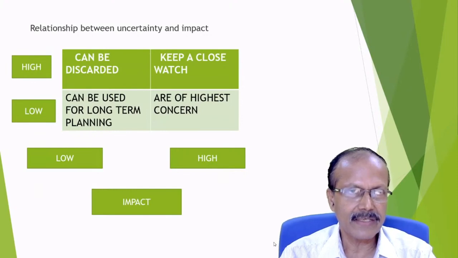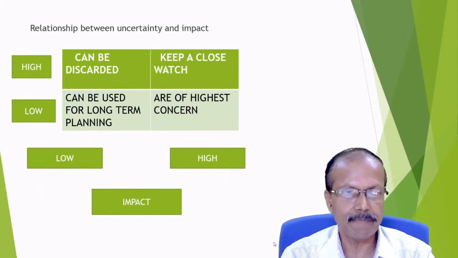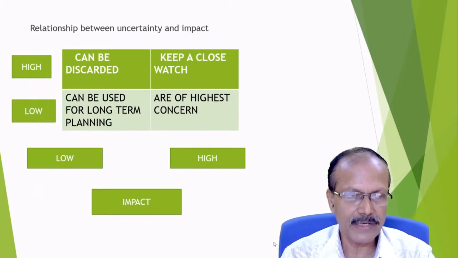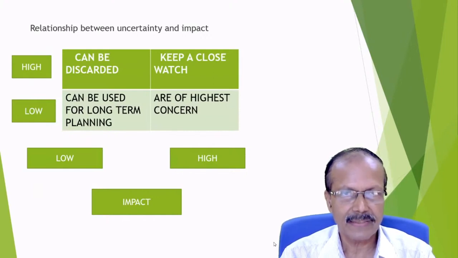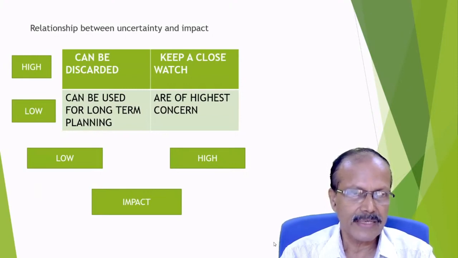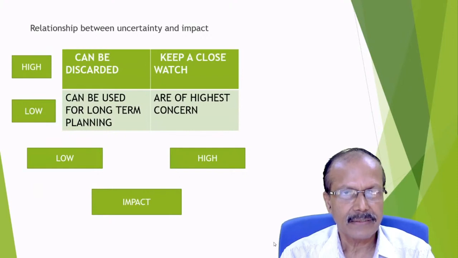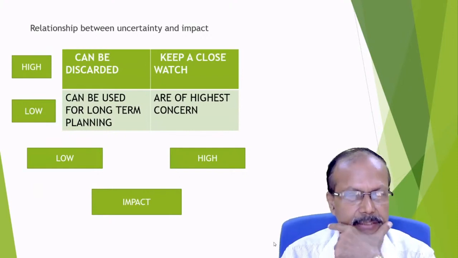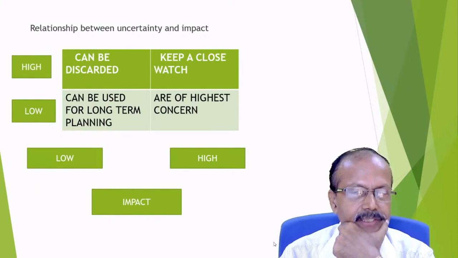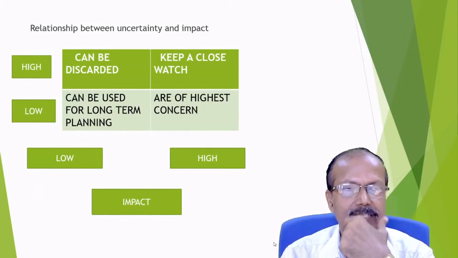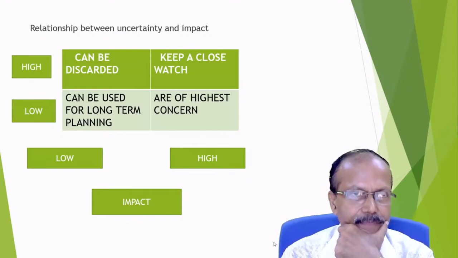The relationship between the uncertainty and impact is given by this 2x2 matrix structure, which results in four different quadrants or situations. With respect to the market situation, when the uncertainty level is high and the impact is low, the situation can be discarded.